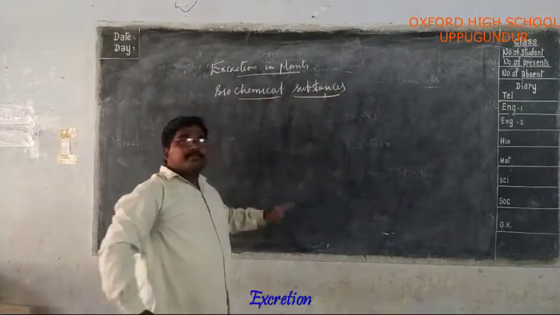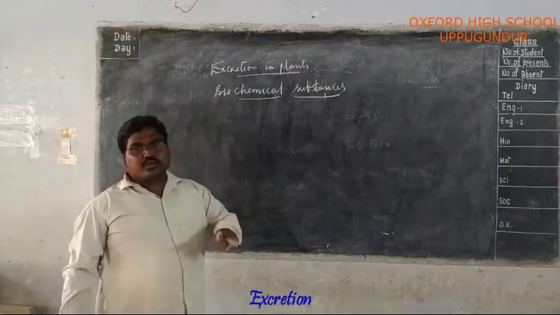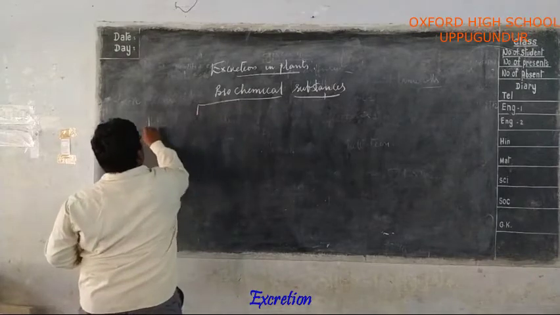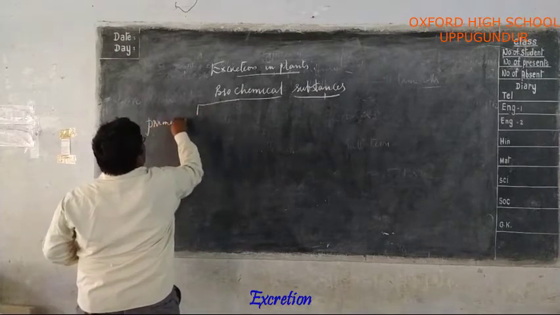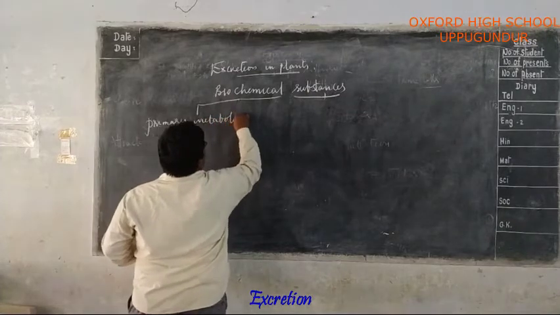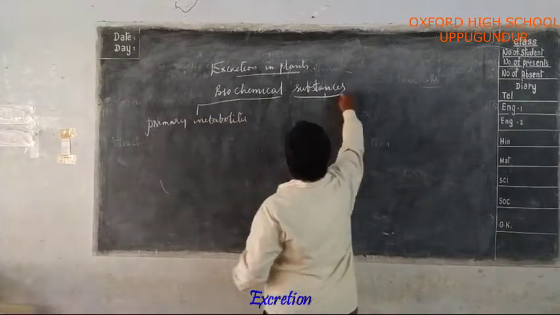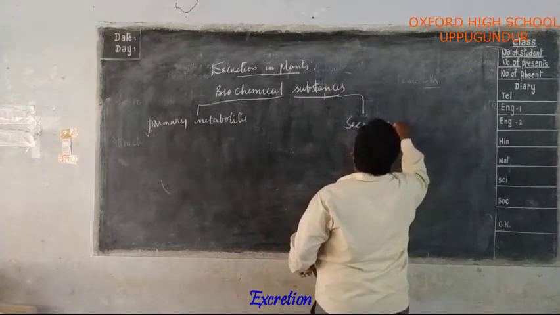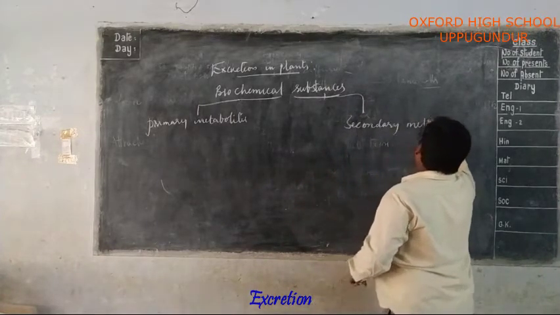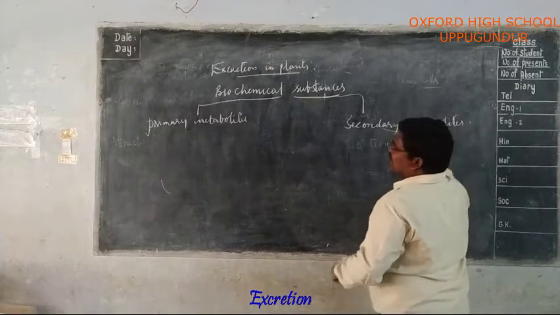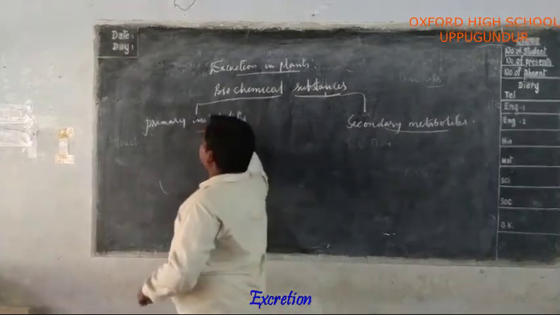So the biochemical substances produced by the plants are of two types. One is primary metabolites, and the second one is secondary metabolites. Okay, primary metabolites and secondary metabolites.